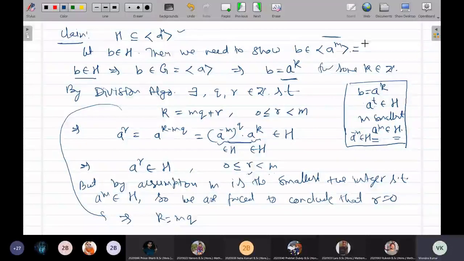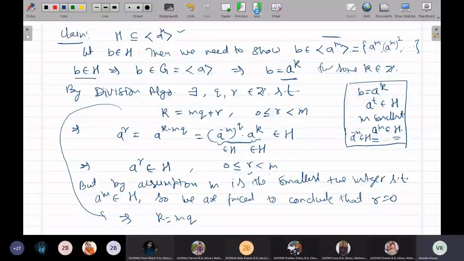And remember that this contains elements of the form a to the power m, a to the power m squared, and so on. Of course, this should be finite, in case the subgroup is finite.